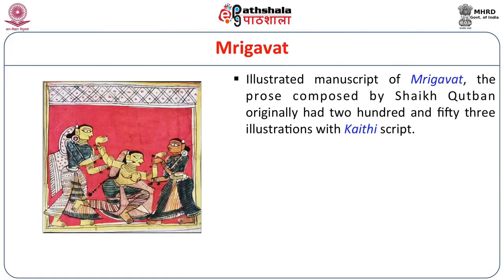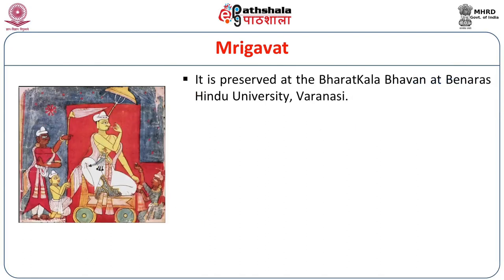The next in this group comes the Mrigavat. The reason why Mrigavat has been chosen to be tallied with this group is because it actually tries to be a kind of a joinder of the Chaurapanchashika group and the Aranyaka Parvan. It is an illustrated manuscript of a prose composed by Sheikh Kudban, and it originally had some 253 illustrations in Kaithi script. This manuscript is preserved in the Bharat Kala Bhavan, Benares Hindu University.